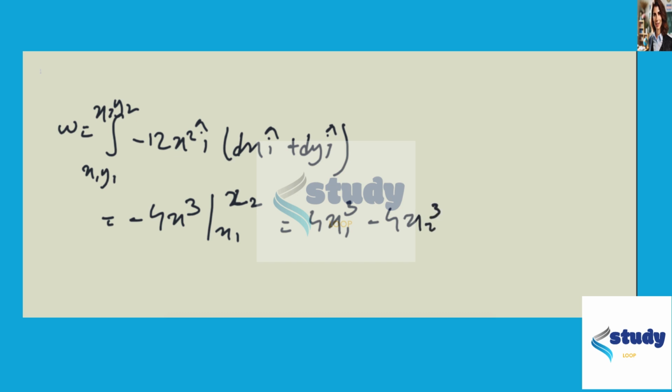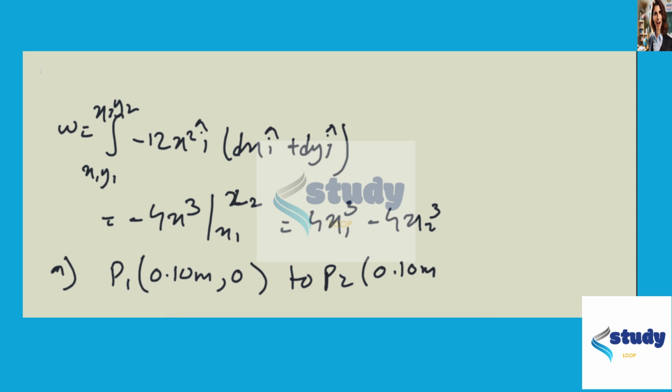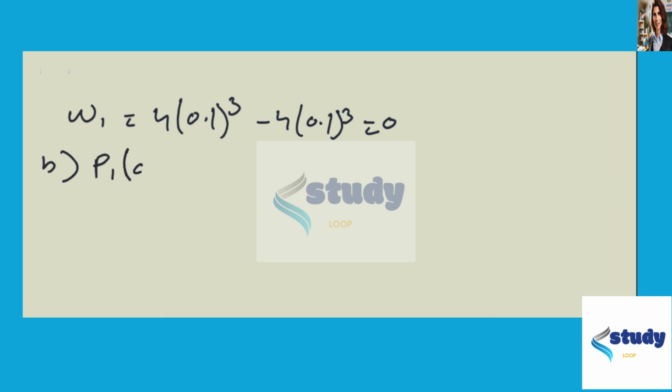For part A, when a proton moves from point 1, which is 0.10 meter, to point 2, which is 0.10 meter to 0.40 meter, the work done on the proton is given by substituting these values. Work done will be 4 times 0.1 cubed minus 4 times 0.1 cubed. This is equal to 0. So W1 is 0.